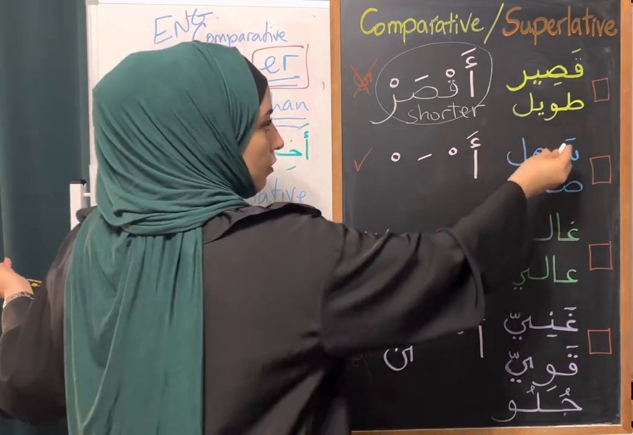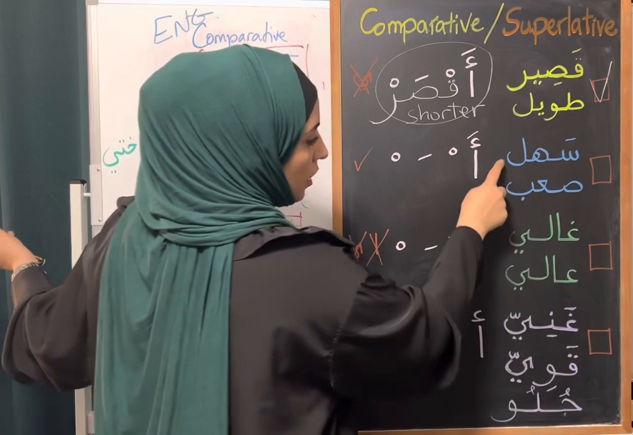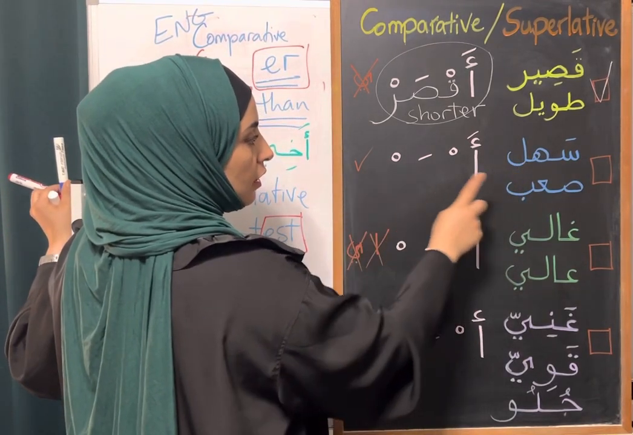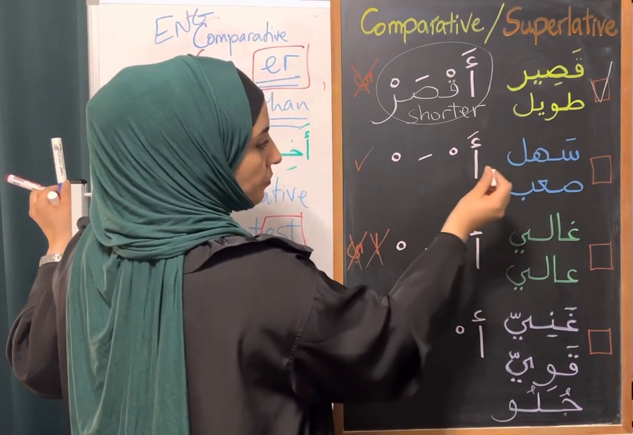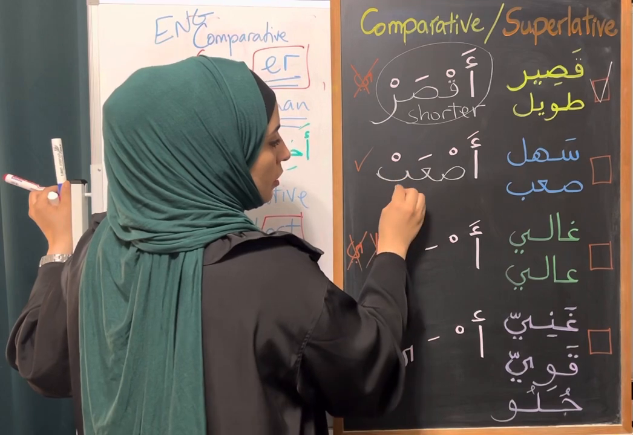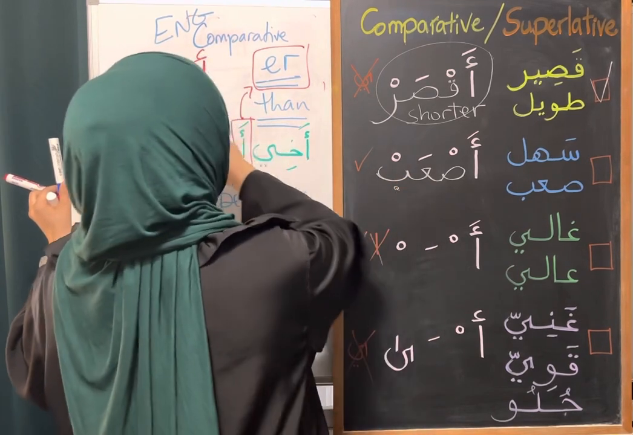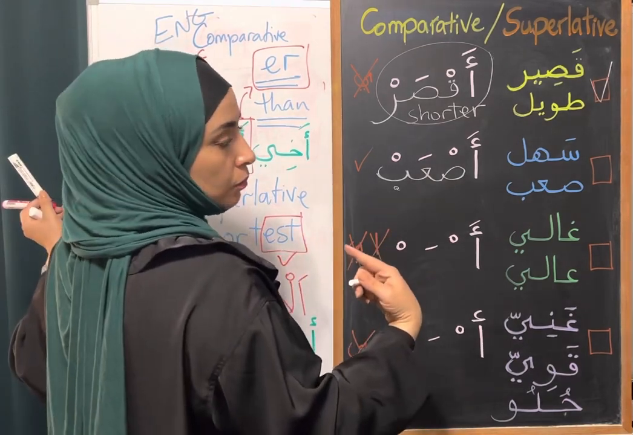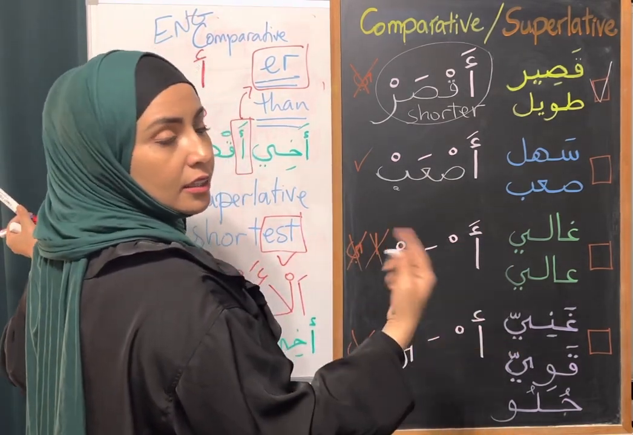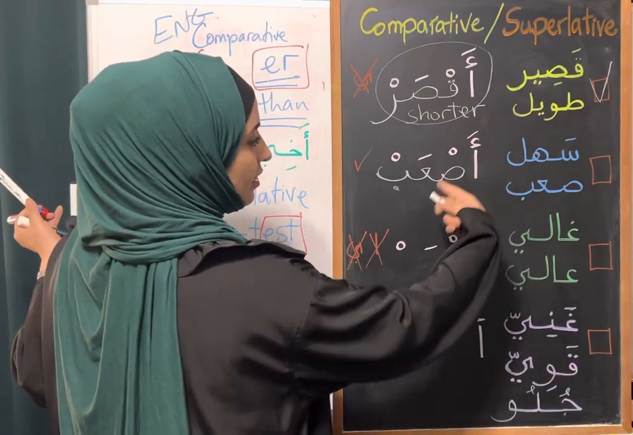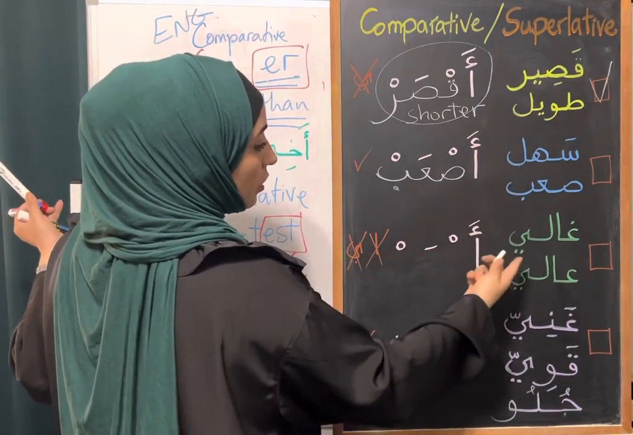The other patterns come in categories. Sahel has no ya, so you're fine. Sa'ab has no ya, so all you have to say is أصعب, harder. And of course you need min, أصعب من. هذا الدرس أصعب من الدرس الماضي. This lesson is harder than the past lesson. Then you would need to say أسهل, easier.